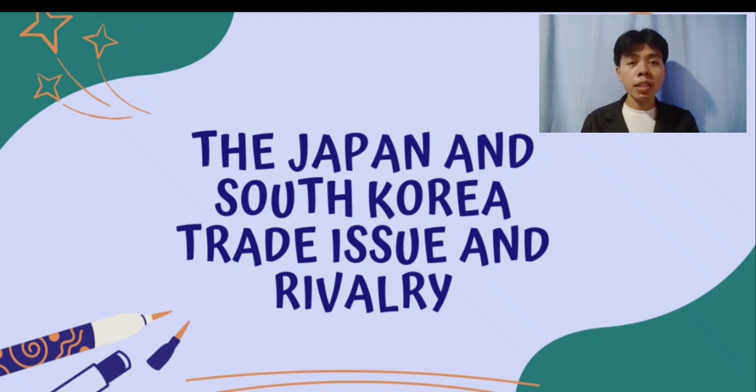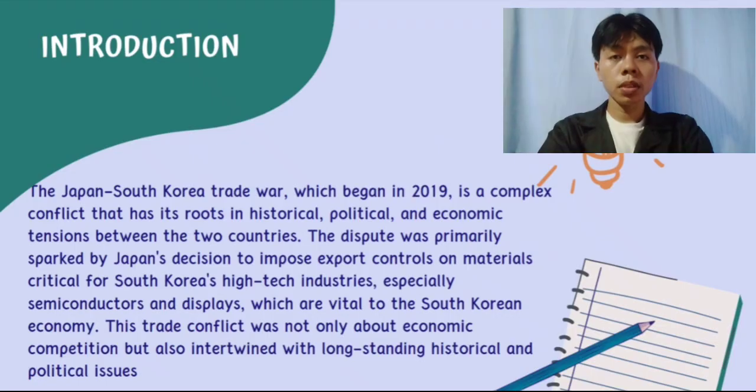Today, I will discuss my case study about trade rivalry and issues between Japan and Korea. The Japan and South Korea trade war, which began in 2019, is a complex conflict that has its roots in historical, political, and economic tension between the two countries.